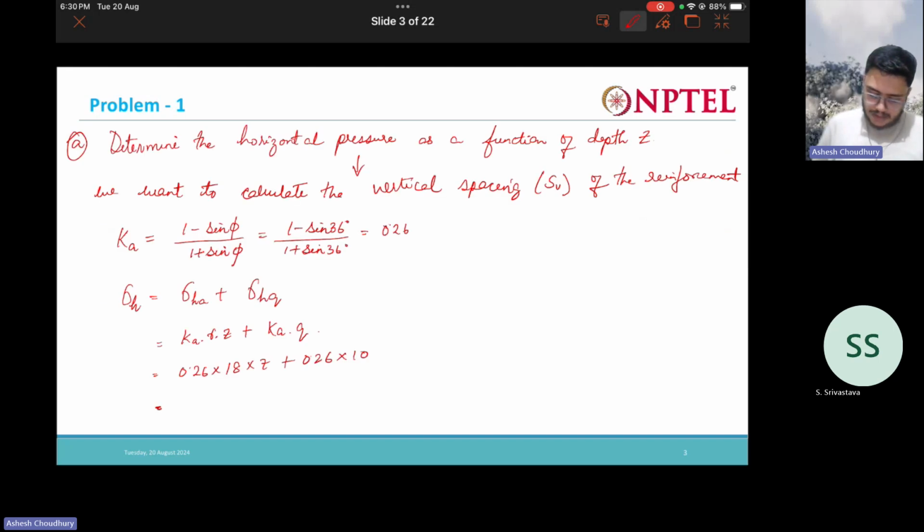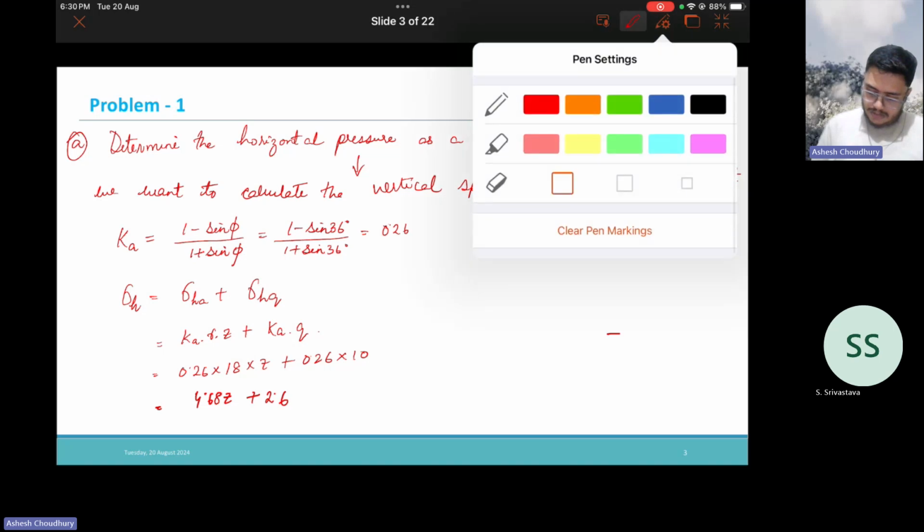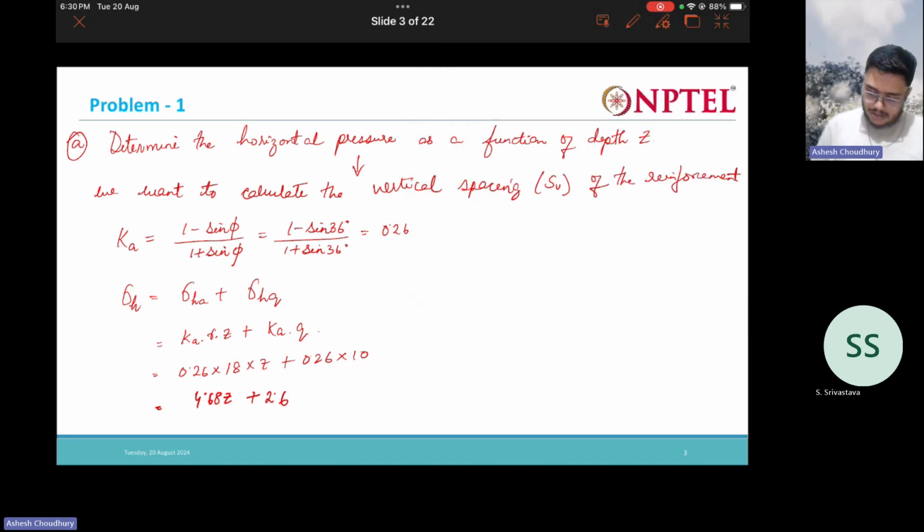So this will come out as 4.68 z plus 2.6. Remember this, we'll use it. So this we got: 4.68 z plus 2.6. What is z? Z is the depth from the top, the vertical depth.